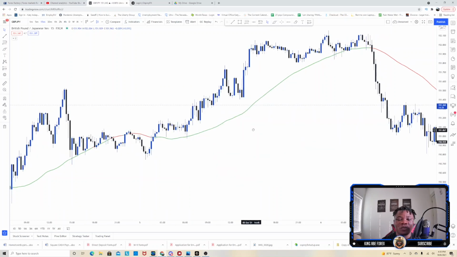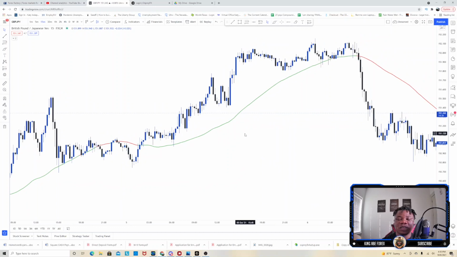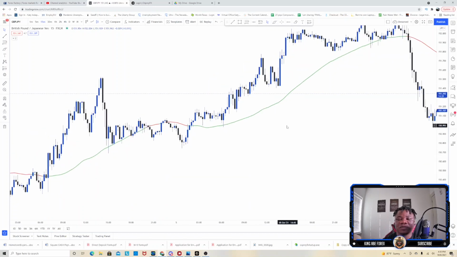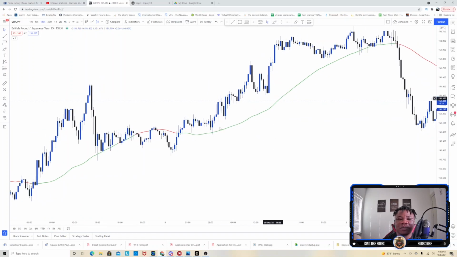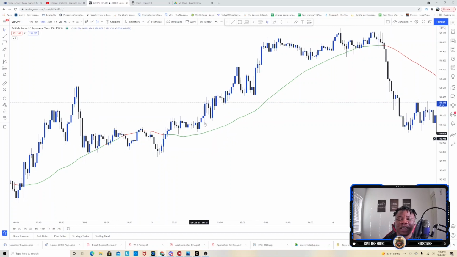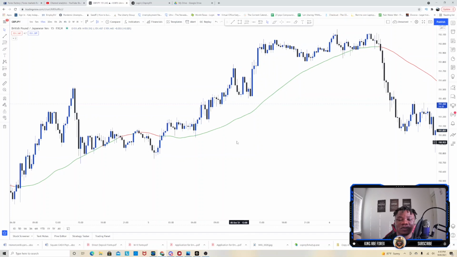Now when we're looking to use this strategy, we need two confirmations. When we're looking to take a buy position, we need price to be above the 55 simple moving average. This is the 55 simple moving average. We need price to be above the simple moving average, and we need it to be green. You can change this in the settings. I'm going to show you guys how to do that as well.